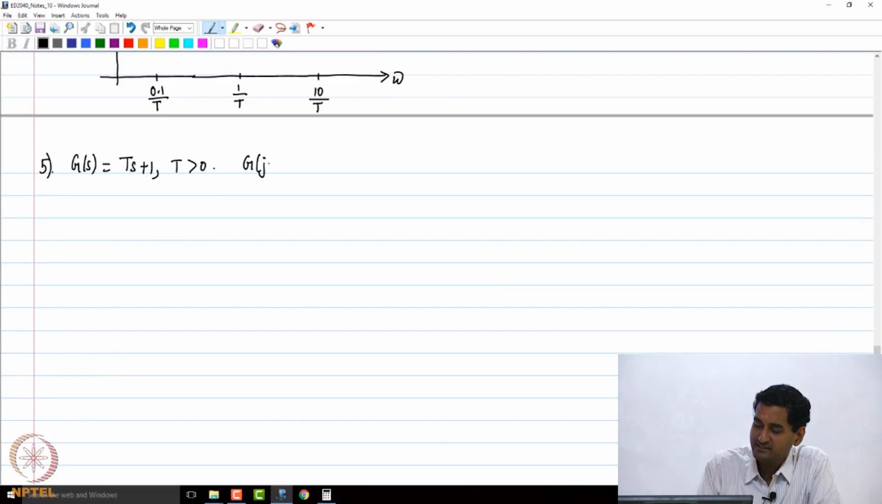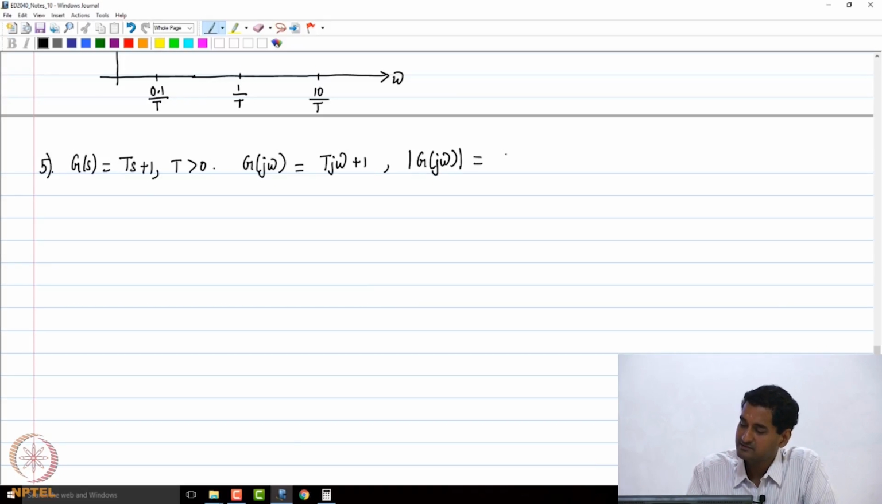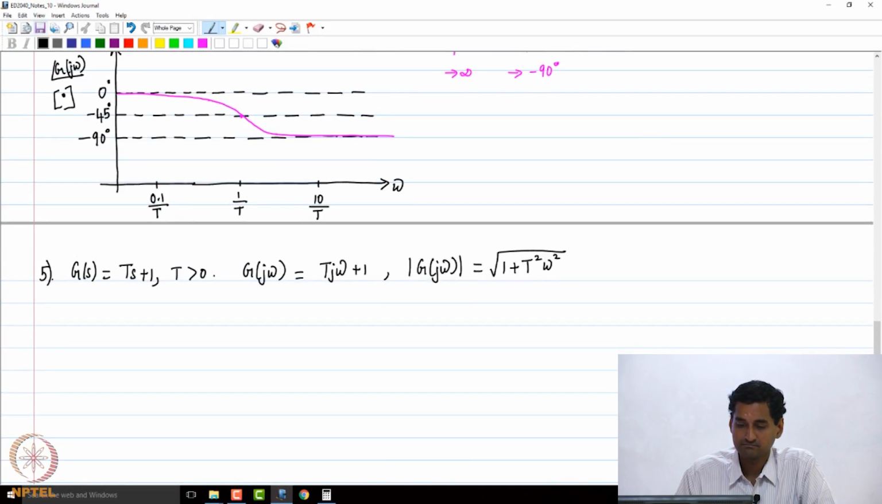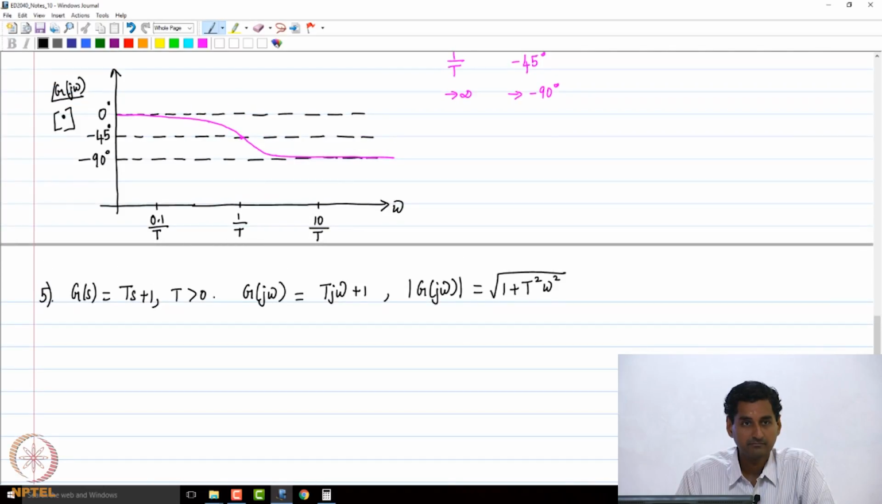So immediately we see that G of j omega is going to be T j omega plus 1. This implies that the magnitude of G of j omega is going to be the square root of 1 plus T square omega square. Normally, with a linear scale, this is the graph for tan inverse.